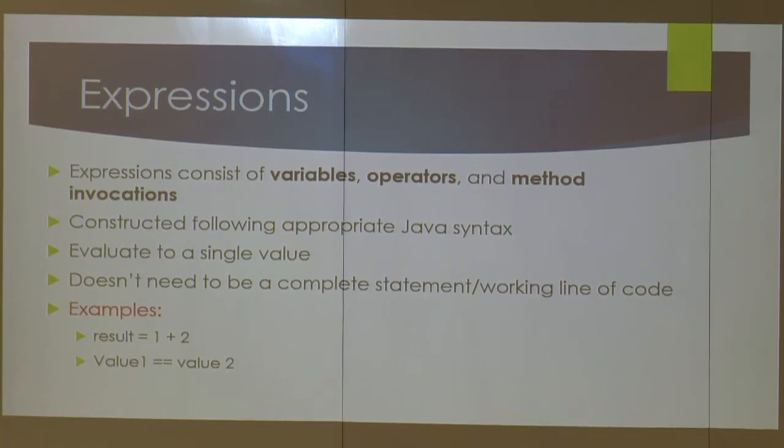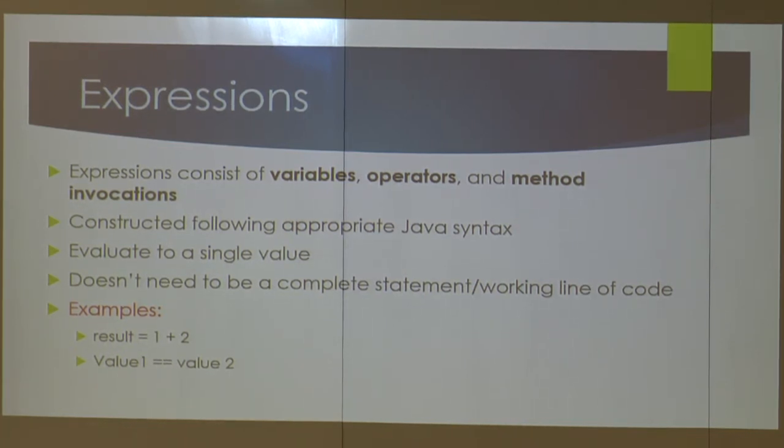So expressions consist of variables, operators, and method calls. And of course, you have to follow the proper syntax for them. And if you're just writing an expression, it doesn't have to be a complete statement or working line of code. So it doesn't have to have a semicolon at the end of it. Some examples of expressions could be a variable equals 2 numbers, or 2 variables added together, or comparing one value to another. So value1 equals value2.